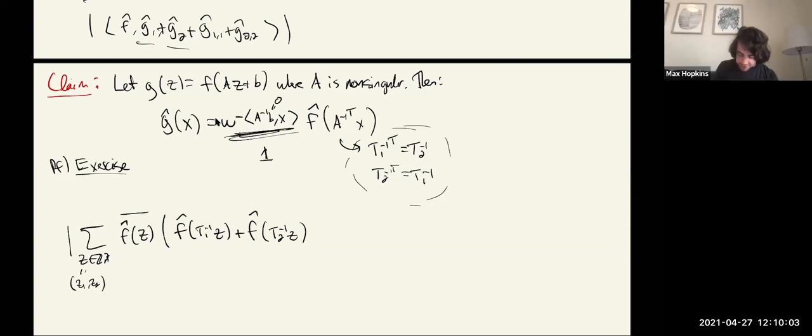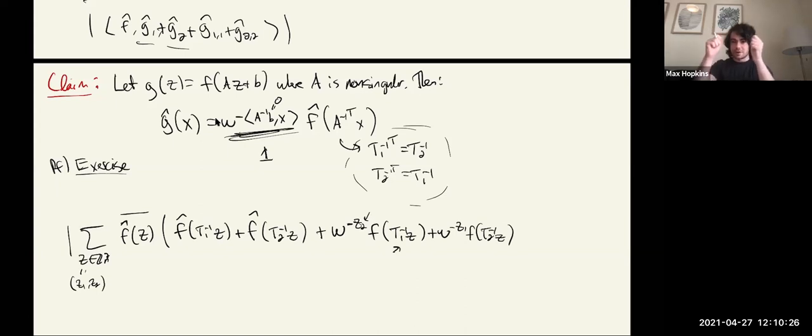So what do we get for the affine shift terms? Let me claim what it is, and then I'll briefly explain why. I claim that this is omega to the negative Z2, F of T1 inverse Z, and omega to the negative Z1 of F of T2 inverse Z. You'll notice that the 2 and 1 are flipped here. The coefficient out front is Z2, inside we have T1. The reason for this is the transpose here, which is basically flipping between 1 and 2.